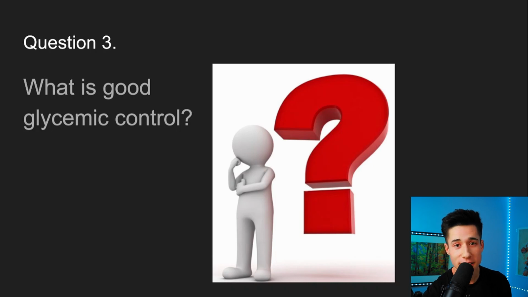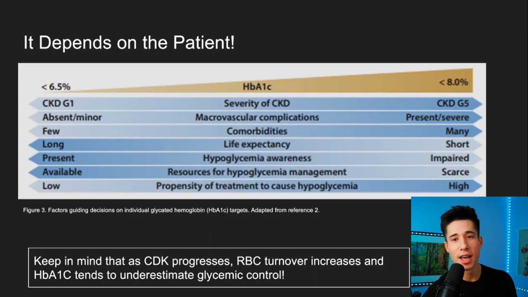A1c less than 6, A1c less than 7, A1c less than 8. What's good glycemic control? Again, pause the video, use that noggin, think about something. I'm going to move on. And this is a trick question. So the ideal glycemic control for your patient is really going to depend on a whole bunch of different factors.